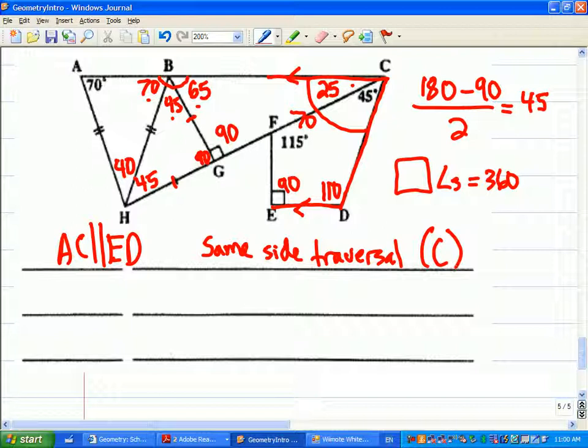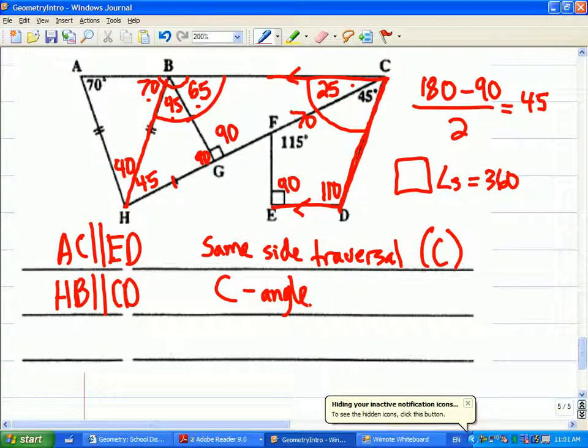What other sides are parallel? HB and DC. Okay, so this one here and DC, which is the end one here. How did you get that? HBC is 110 and BC is... Right, so these two here add up to 110. 110 plus 70 is 180, so again HB must be parallel to CD, and that's the same reason, it's a C angle. Same side of the transversal, they add up to 180, so they must be parallel sides.